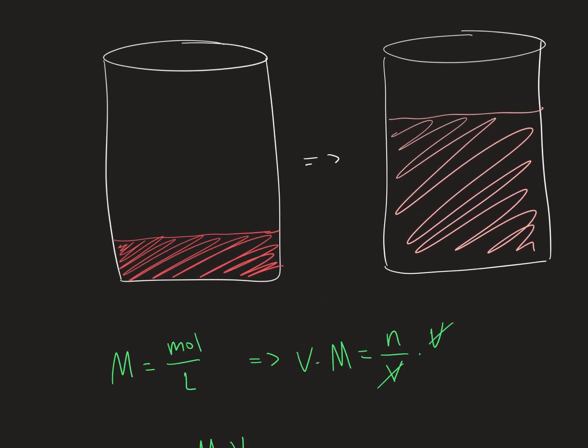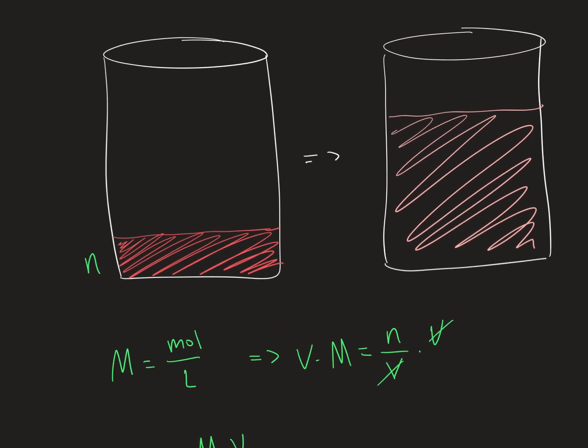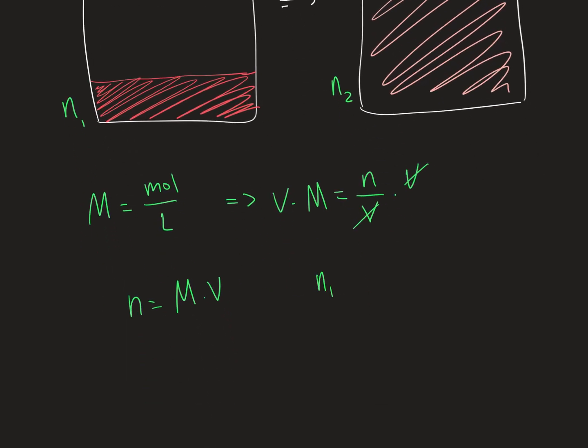Okay. Now, if I have n moles of red food coloring in my first container, we call this n1, and I have n moles in my second container, can you compare those? They're the same, because I'm just adding water. I'm not changing how much food coloring I'm putting in. So it's the same number of moles. So I can say n1 is equal to n2. Good?